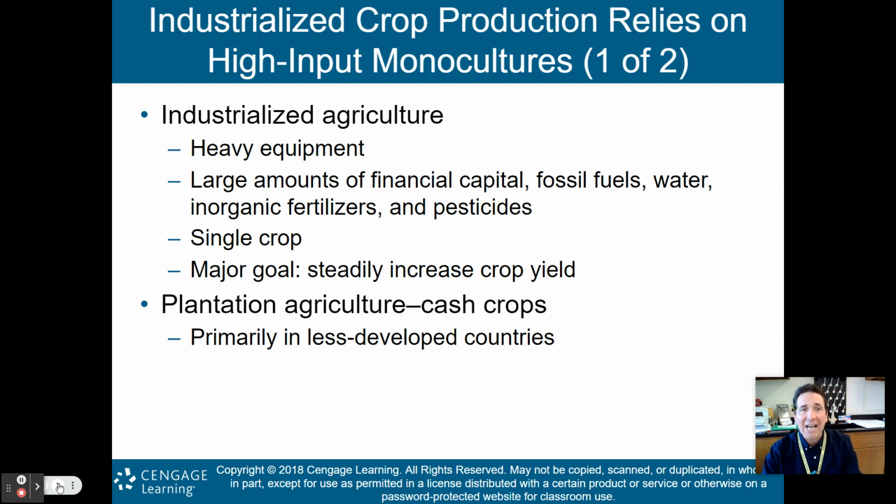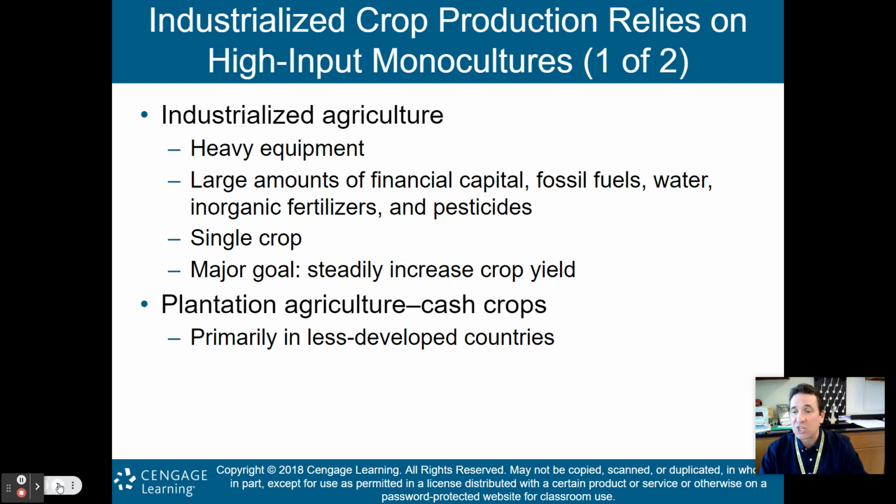So, industrialized agriculture uses this high input monocultures, which means heavy equipment is needed for industrialized agriculture. Large amounts of financial capital, fossil fuels, water, inorganic fertilizers, and pesticides are used. Again, it's a single crop. What is the goal? To increase that crop yield. Okay. We also have something called plantation agriculture, which are cash crops. Primarily, these are in less developed countries. This is like your tobacco and your cotton that we had here in the United States, maybe 150, 200 years ago. We don't have as much of that anymore.